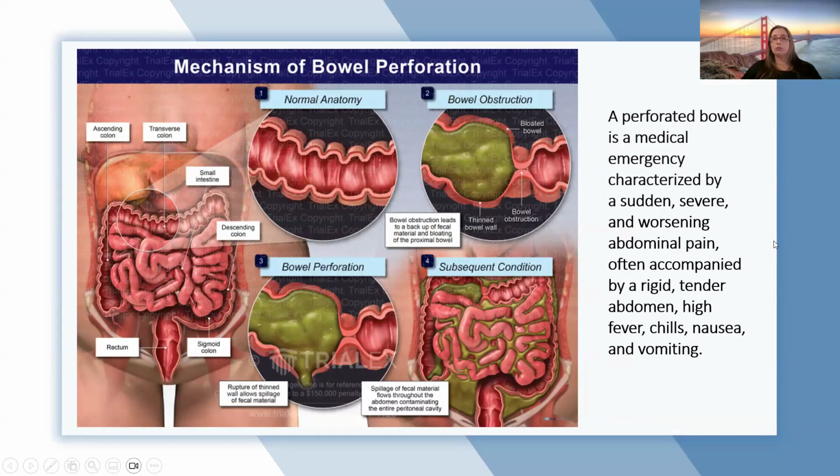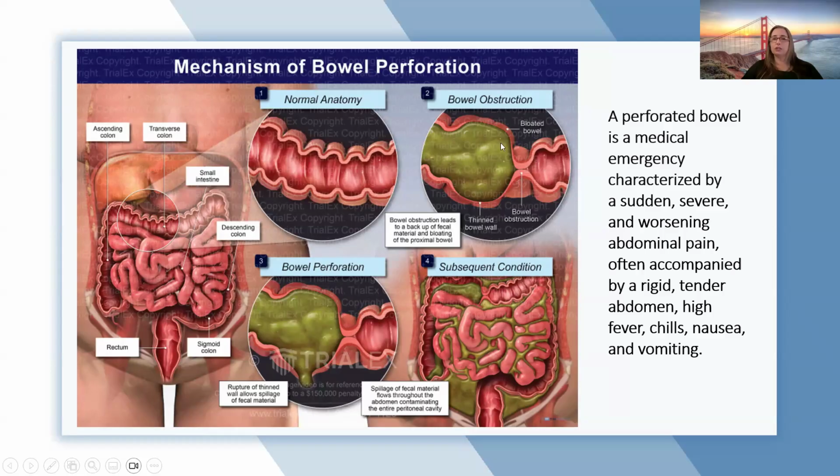Now, the other one was bowel perforation. This is the last of the complications we're going to go over today. So the way a bowel perforation occurs is very similar: we have the bowel obstruction. You can see here in figure 2, where this part of the bowel is not moving at all, and so stuff is backing up.